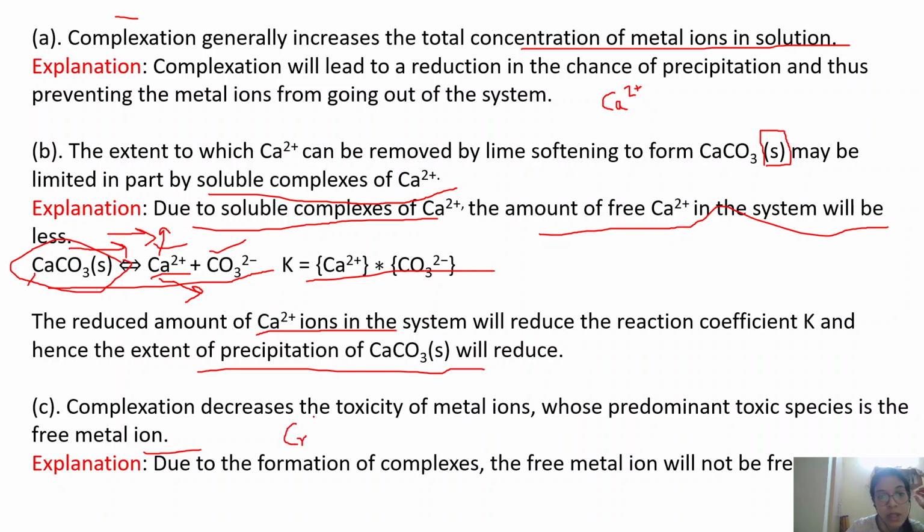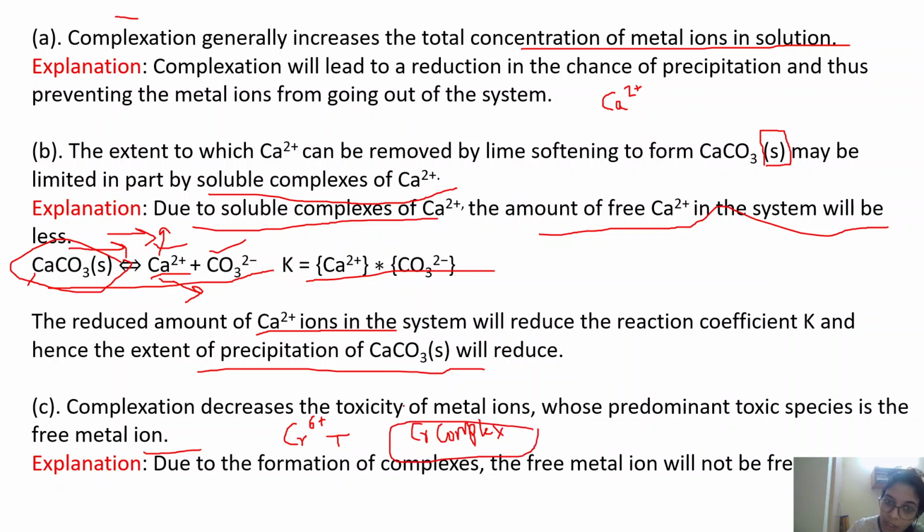Chromium 6+. Chromium 6+ is toxic. However, when this chromium is forming a complex, I'll write complex because this can be any type of complex, it can be with water or anything. So this is toxic. However, when it is forming a complex, it is less toxic.